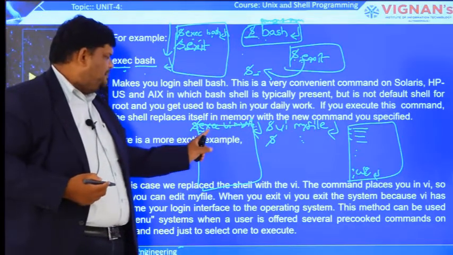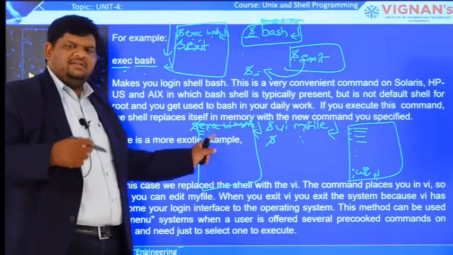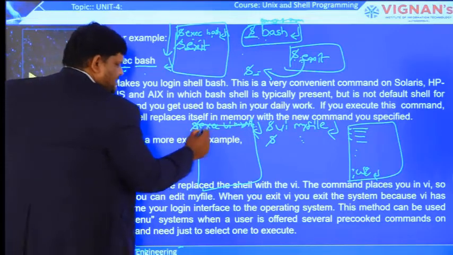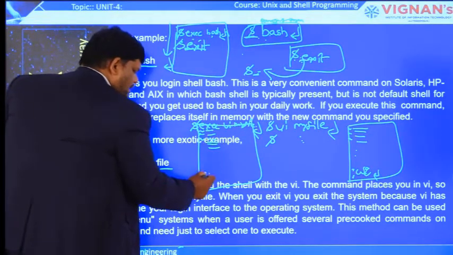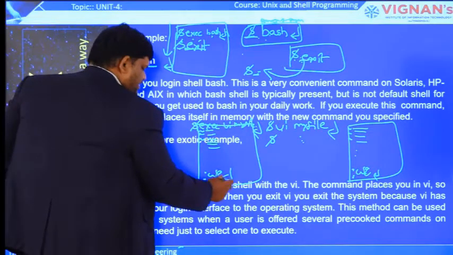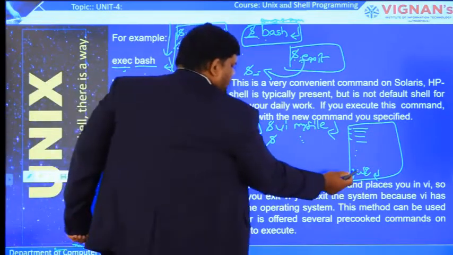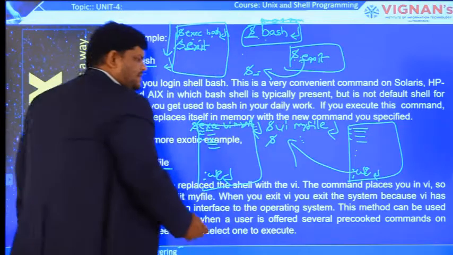That means the parent process is replaced by the child process. So this vi editor will open, and we can type some text. After that, :wq. Here is the difference. If you write :wq here, what happens? It will come back to the parent shell.